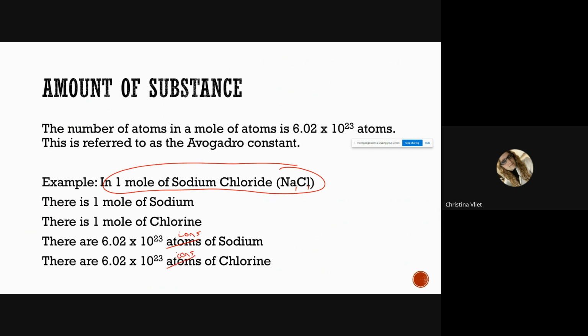I don't even think I've ever noticed that before. But it is Na plus and Cl minus, right? So ions would be the better way to describe that.